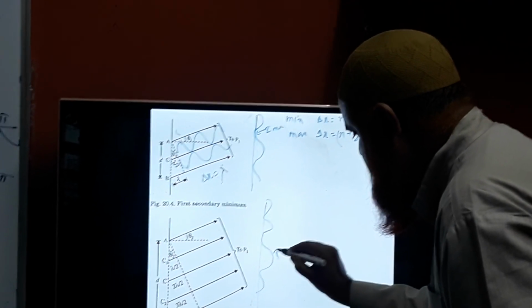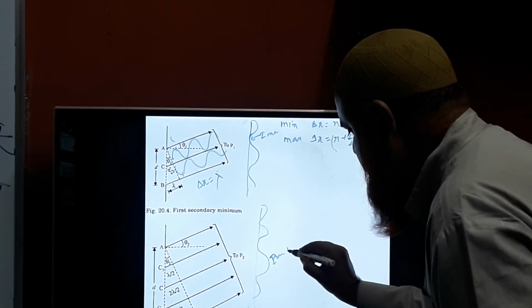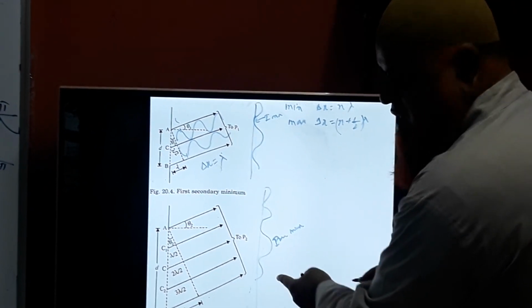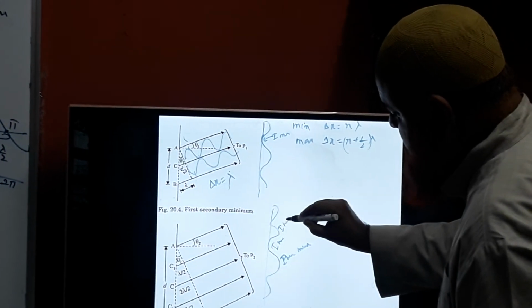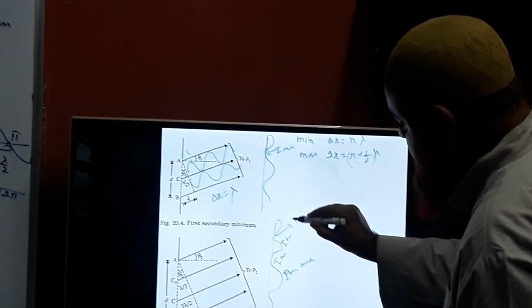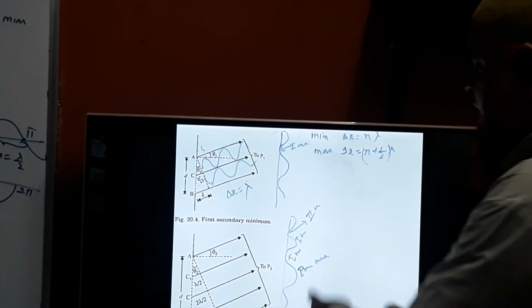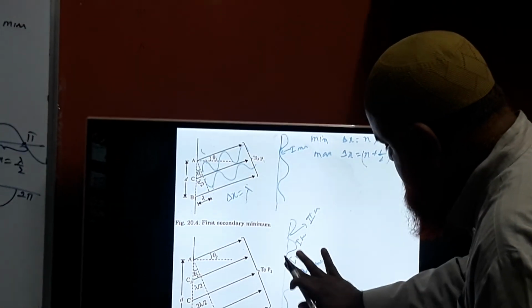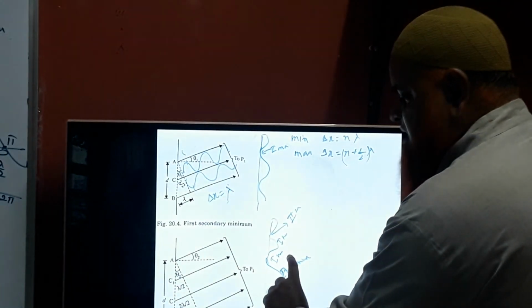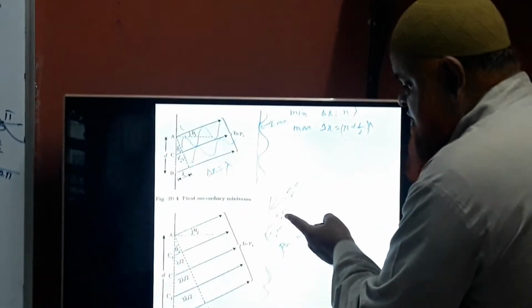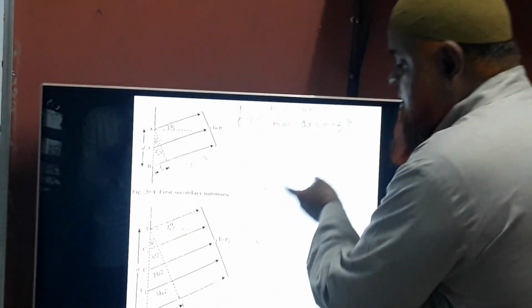So this is going to be the principal maxima, which is at the middle. This is first minima, this is first maxima, and this is going to be second minima. Why is the second minima formed here? Okay, principal maxima, first minima, first maxima, second minima. So second minima is formed because the slit is automatically divided into 4 parts.